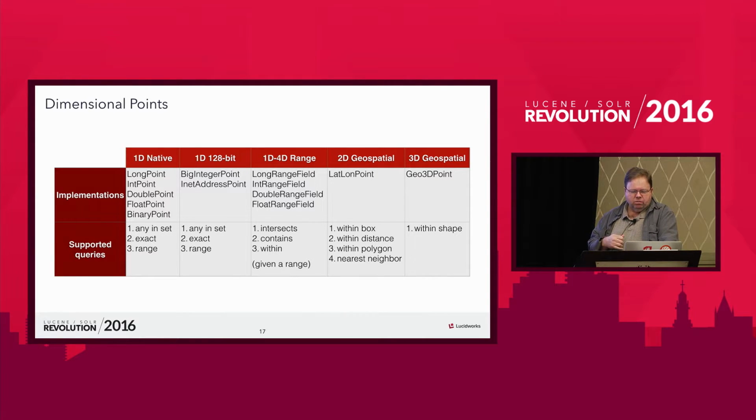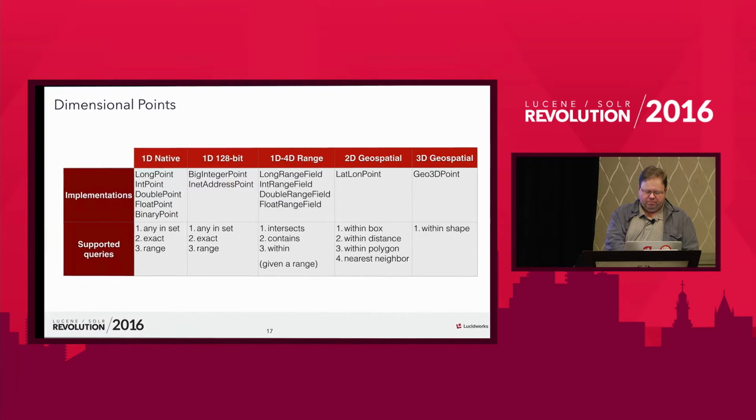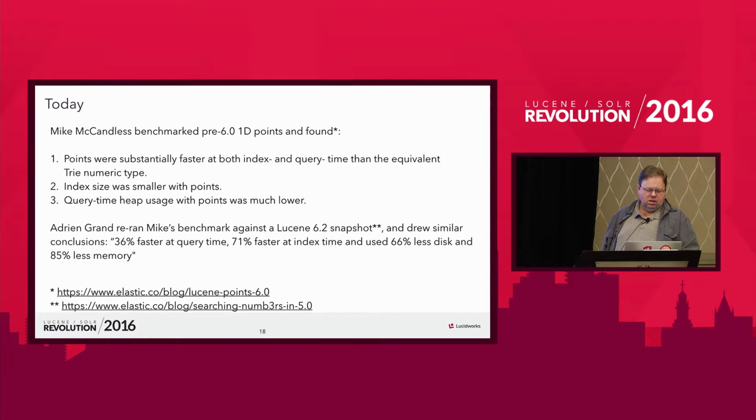2D geospatial point, there's just one of them, this lat-lon point. It supports within a box, within a distance, within polygon, and nearest neighbor. And finally, the 3D geospatial geo3D point just supports within shape. So that's it for history.